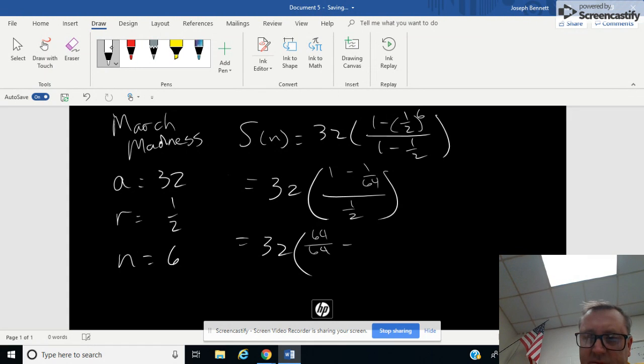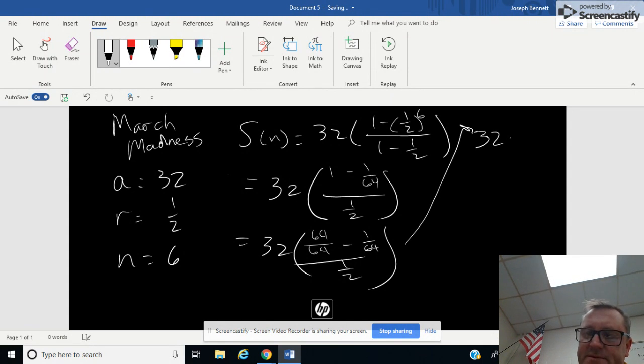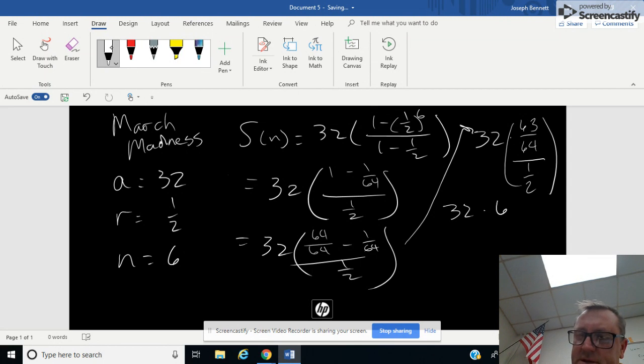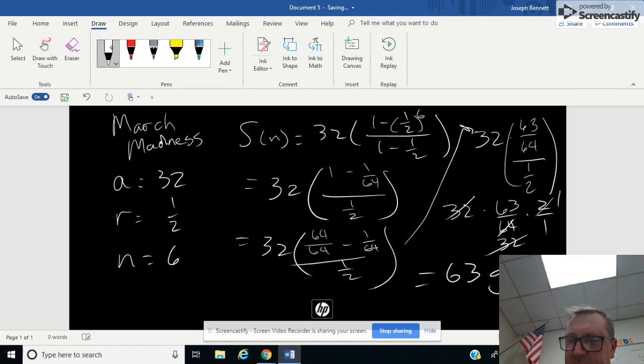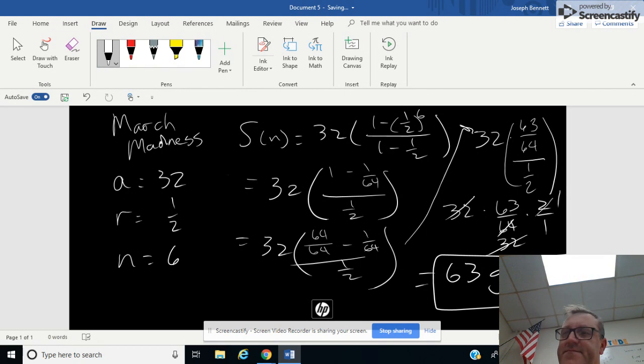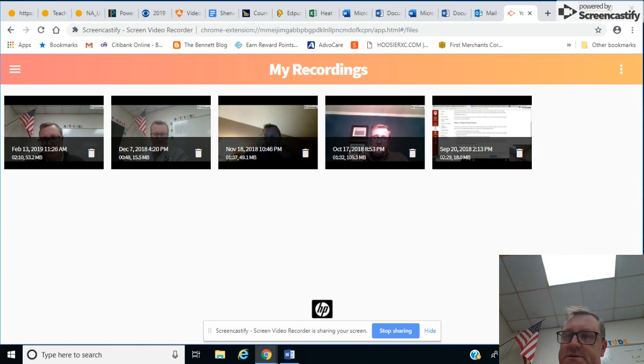And 32 times 64 over 64 minus 1 over 64, all over half. So then we've got 32 times 63 over 64, over 1 over 2. So 32 times 63 over 64 times 2 over 1, multiplied by the reciprocal. For our final, as we reduce it, 2 over 64 is 1 over 32. The 32s cancel. And we're left with 63 total games played during March Madness. And that does that. Okay, so let's end this.